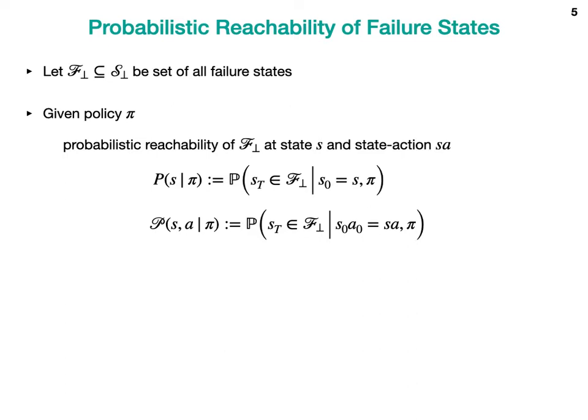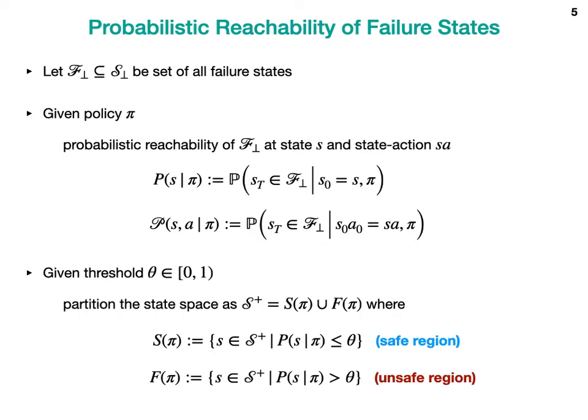Given policy pi, the probabilistic reachability of failure states at state S and state action S, A is defined like this as the probability for the terminal state being a failure when you start at S and S, A respectively. Here the math carpet denotes the Q function for the probabilistic reachability. Then given threshold theta, we partition the state space like this, where S of pi is the safe region defined as the set of all states at which the probabilistic reachability under the policy pi is less than or equal to theta, and the unsafe region F contains all the other remaining states.